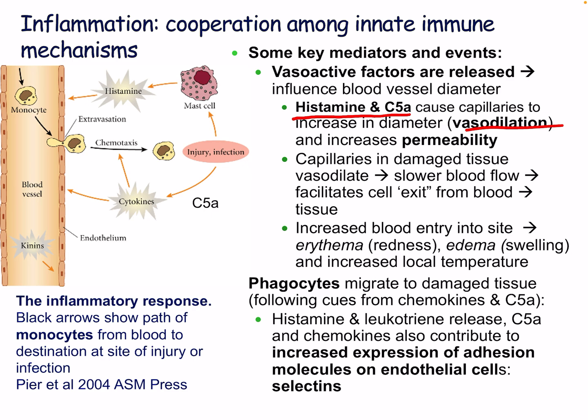There's also increased blood entry into the site of infection or injury, and there will be erythema or redness, edema or swelling, and increased local temperature. Phagocytes will also migrate to the damaged tissue, following the cues from chemokines like IL-8, which we've discussed before in attracting neutrophils, and C5a. Histamine and leukotriene are also released, and C5a and chemokines also contribute to the increased expression of adhesion molecules on endothelial cells, including selectins. And we'll get into these adhesion molecules later.